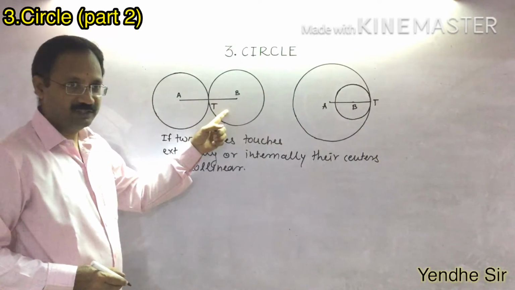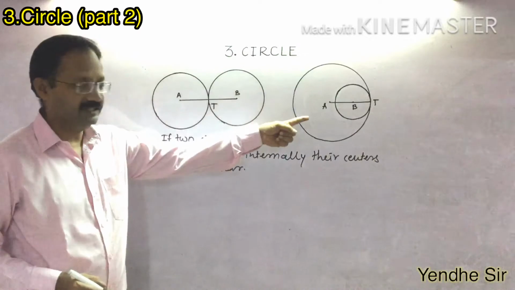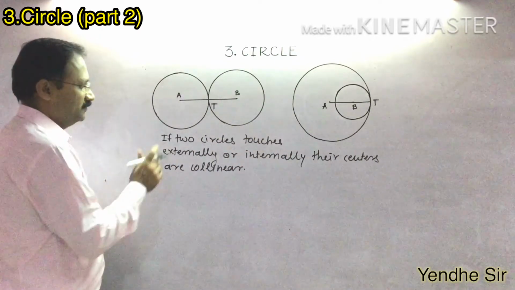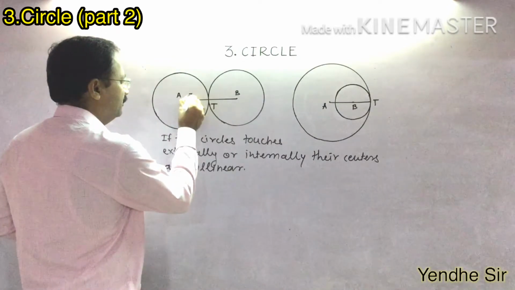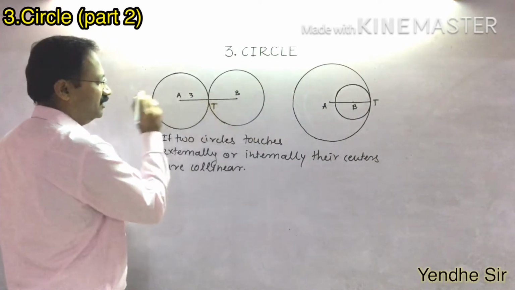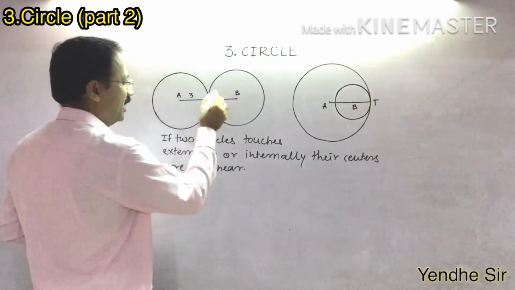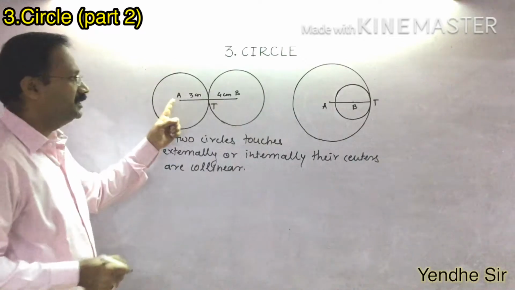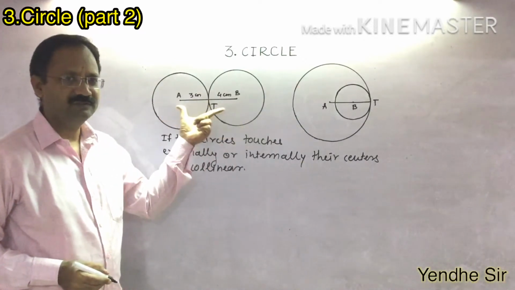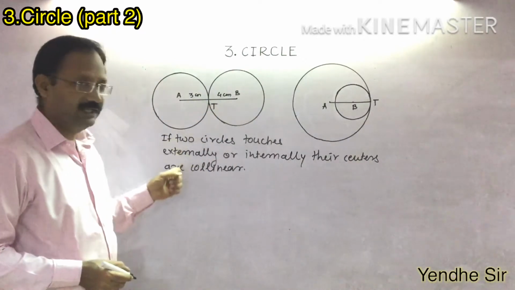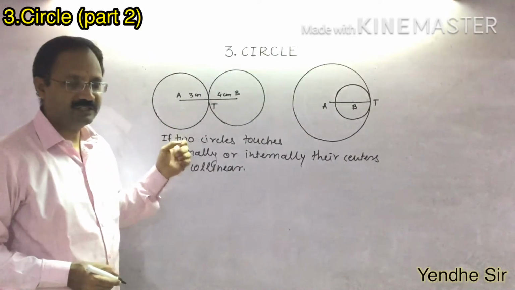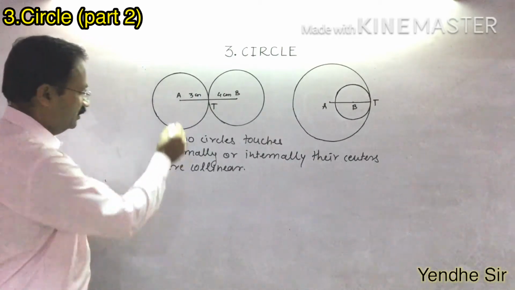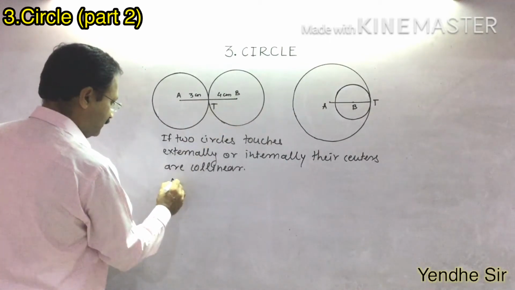See, these are the two circles touching externally and internally. Their centers and intersecting points are collinear. Suppose the radius of this circle is 3 cm and its radius is 4 cm. So what will be the distance between these two centers? It is very simple. You have to write this statement first. If two circles touch internally or externally, their centers are collinear. So we can find out the distance here.